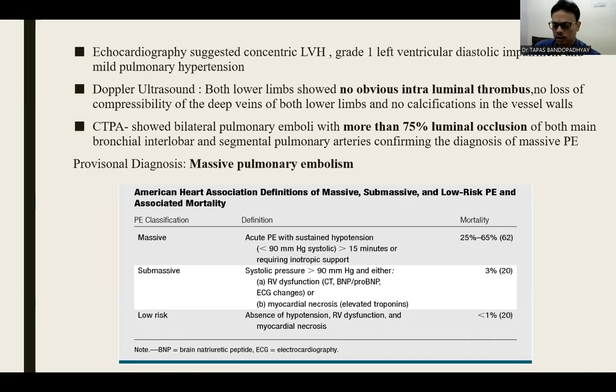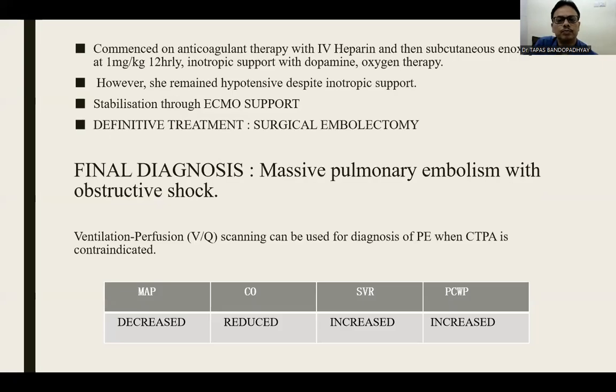In between is the submassive pulmonary embolism, that is systolic blood pressure of more than 90 and either RV dysfunction or myocardial necrosis, suggested by elevated troponins. So one should keep in mind the massive pulmonary embolism that has sustained hypotension that requires inotropic support.